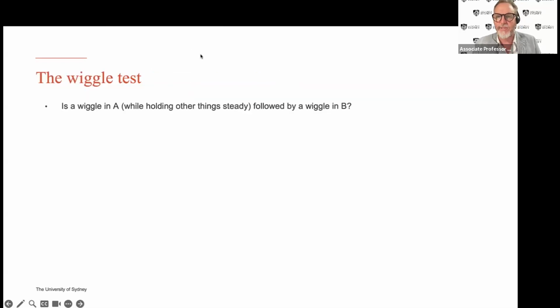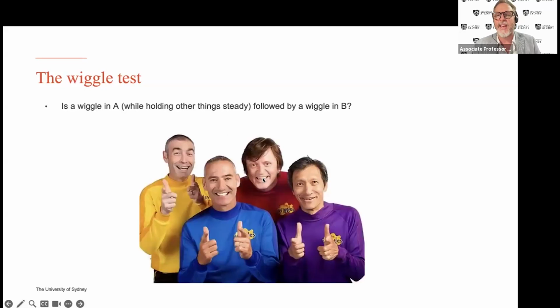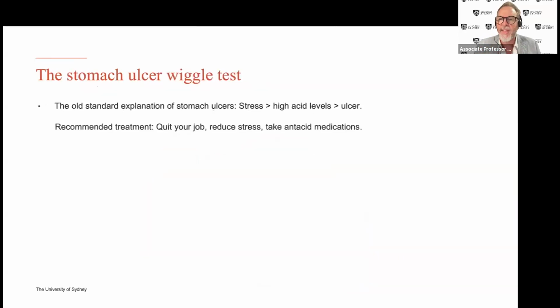This is a wiggle test, and this is what philosophers and scientists frequently use when they're trying to figure out whether the observed correlation between A and B is due to a third thing, C, that causes both of them independently, or whether in fact A is causing B or B is causing A. And here's a classic example of this. This is from Australian scientists.